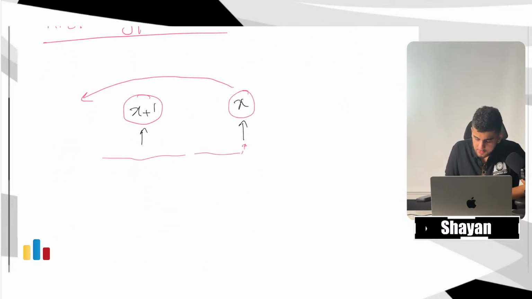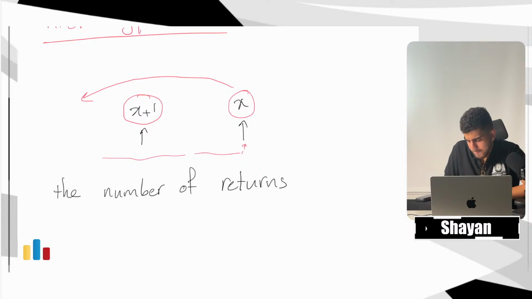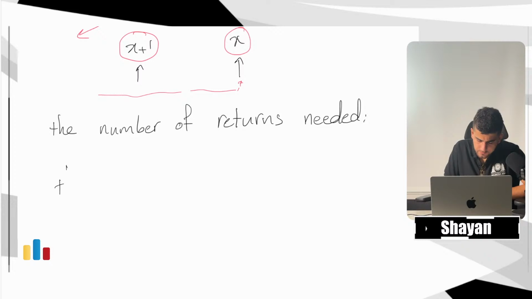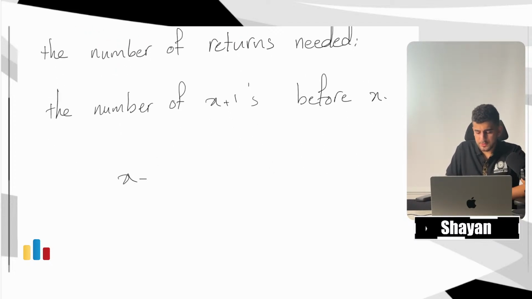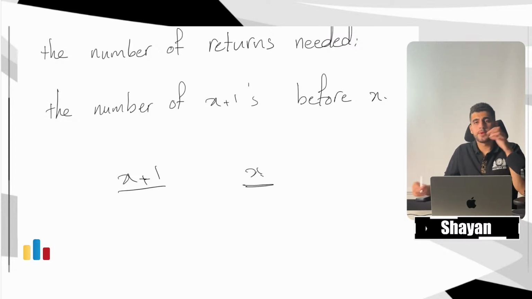So I can say that the number of returns needed is going to be equal to the number of x plus 1s that are before x. So you need to see for how many x's x plus 1 is before x, and that is the number of times that you need to return it.